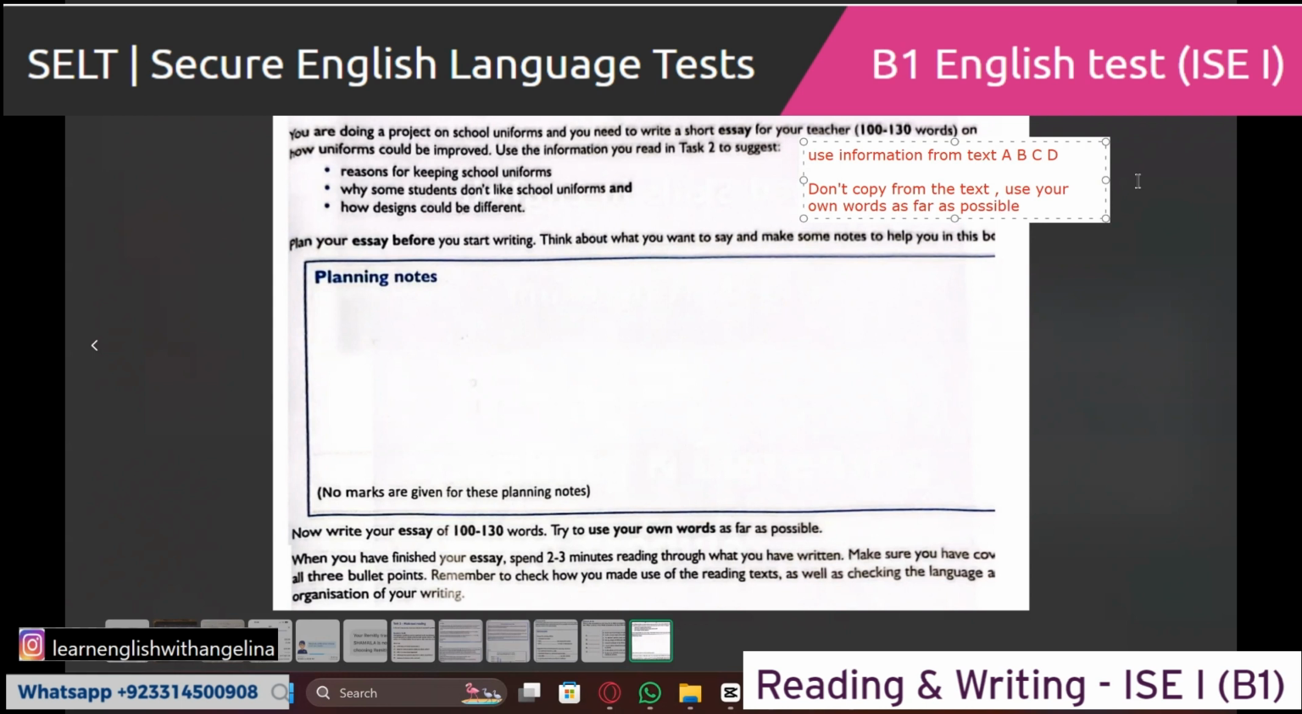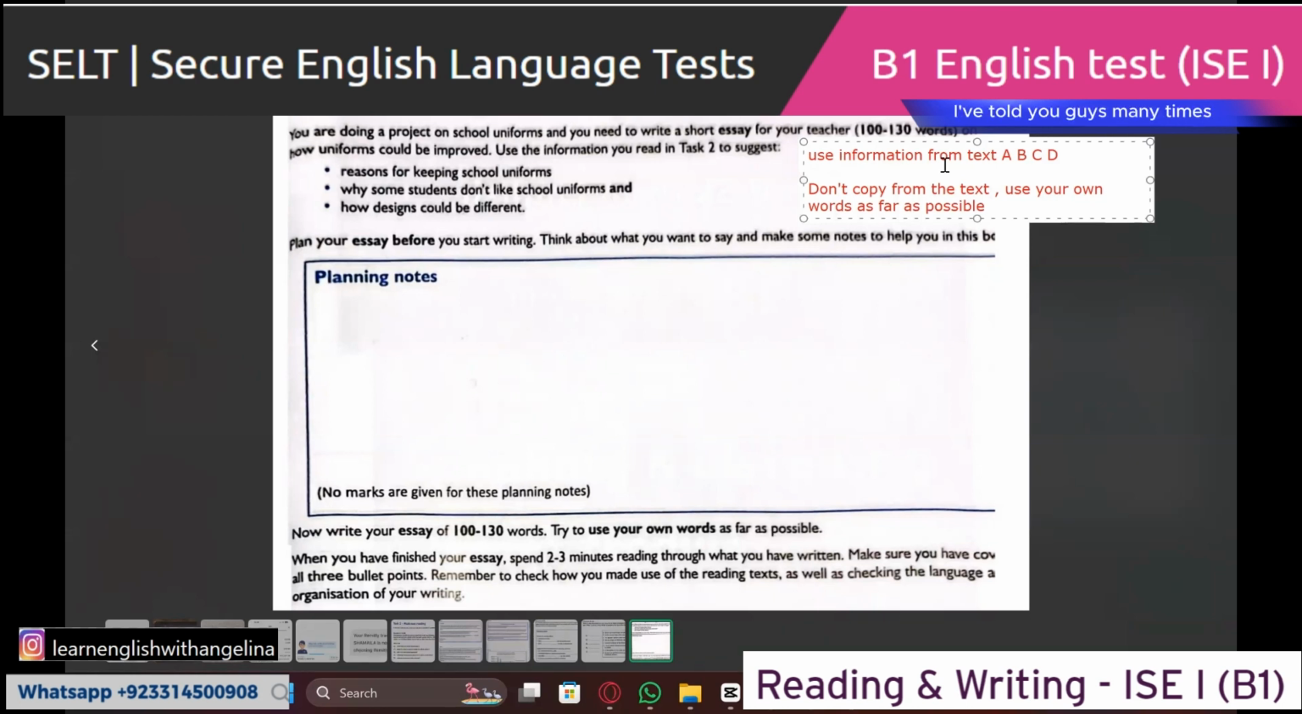Okay. Good. Now I just want to tell you, because this is from the book and they have not given you clear instructions in here, that in your real exam you would find these instructions. The instruction on top would be use information from text A, B, C, and D to write this. And at the bottom, you will see the instruction: do not copy from the text. Use your own words as far as possible.